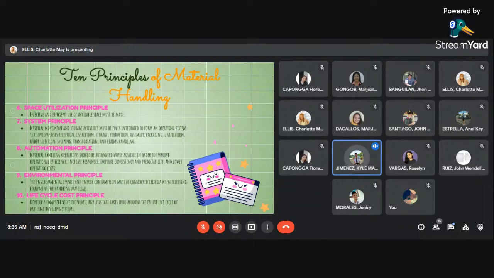And number 10 naman po, lastly, life cycle cost principle. Development of a comprehensive economic analysis that takes into account the entire life cycle of the material handling system. So magagamit mo siya, parang halimbawa sira na siya, pwede mo pa siyang maayusin.